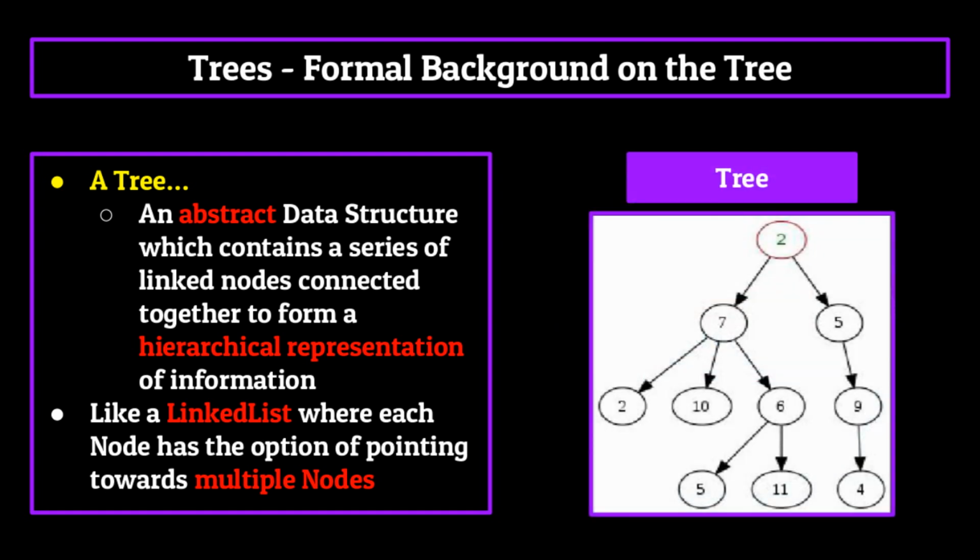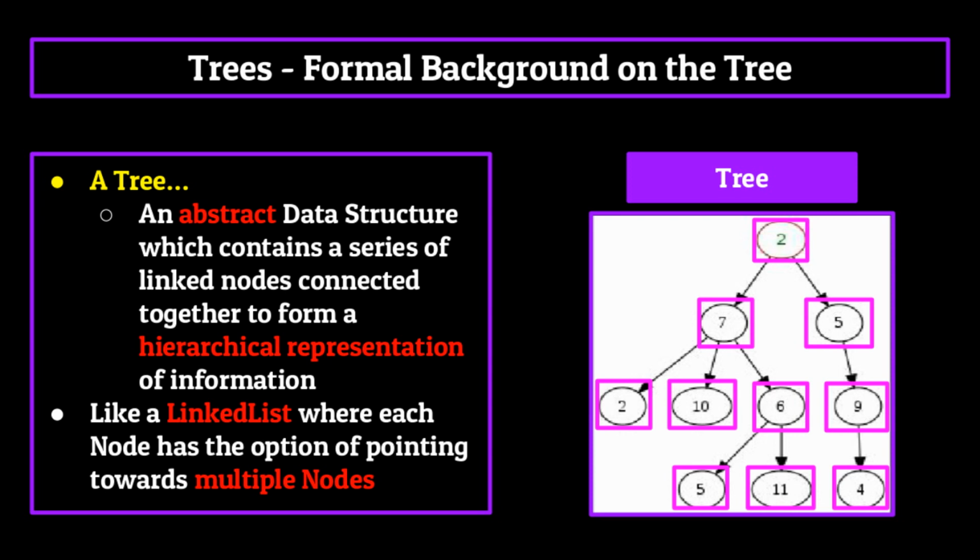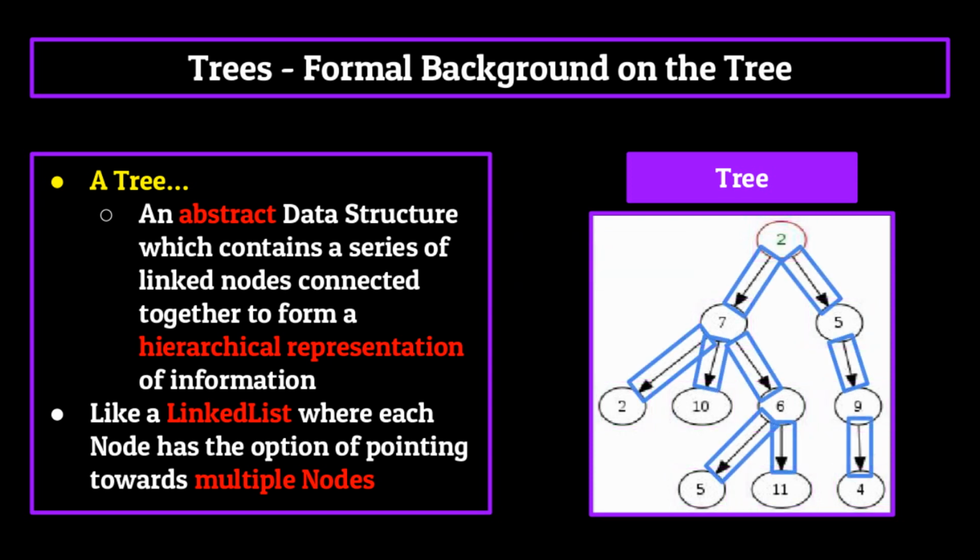This is sort of like a linked list, only instead of each node only pointing to one location, it has the option of pointing towards multiple, and also branching off on its own, or pointing to no other nodes. Each of the nodes in a tree can also be called vertices, and the connections between vertices, what link two nodes together, are called edges.